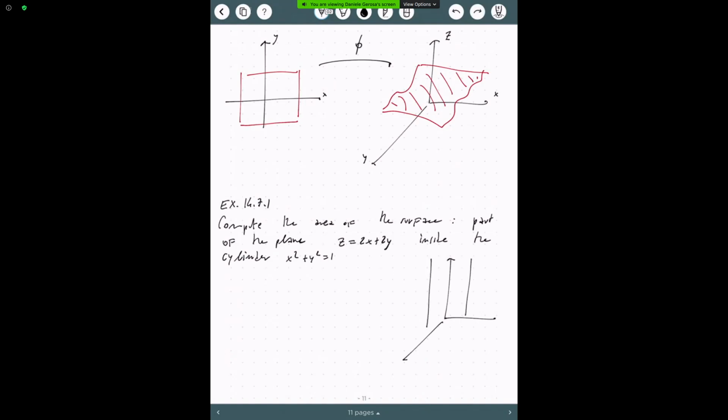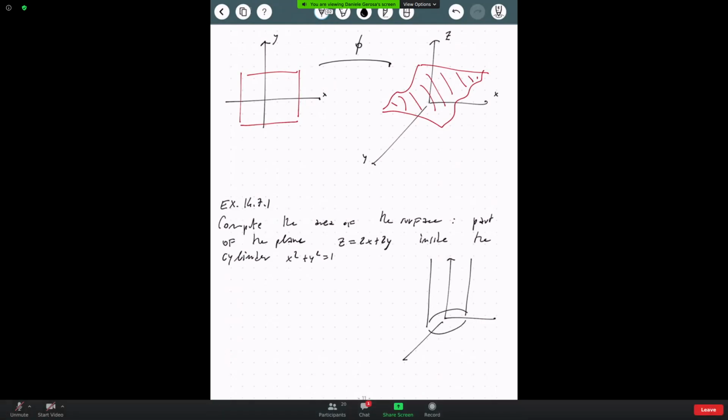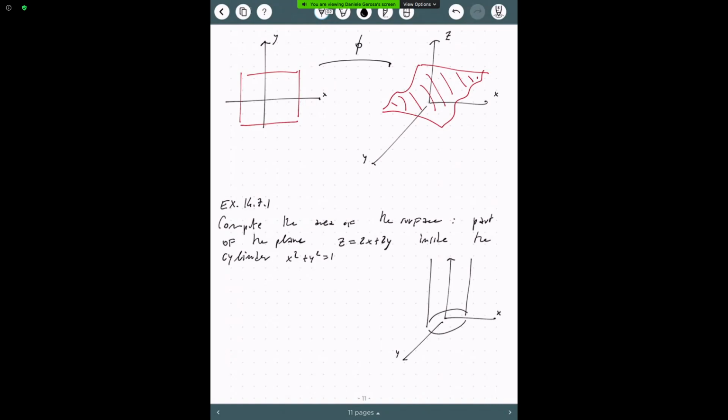Okay, so what was I saying? Okay, so we have a cylinder here, and we have a plane that intersects this cylinder, like this, for instance. This equation, maybe.